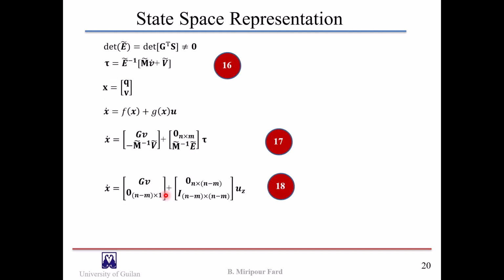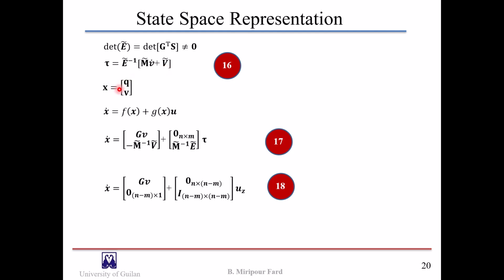If the condition determinant of E tilde is not equal to 0 is true, which is true in most realistic examples, then from equation 15 the system input can be expressed as tau equals the inverse of E tilde times M tilde V dot plus V tilde.